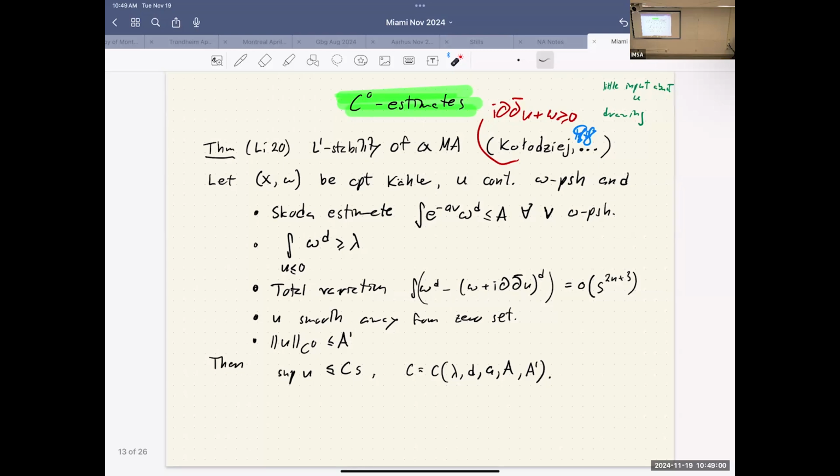So if we have such a thing, and we also have a Skoda estimate. The Skoda estimate is an estimate on this type of integral. The Kähler form is right here. Essentially, we want a Skoda estimate: there exist uniform constants, little a and capital A, for every omega-plurisubharmonic function, such that this estimate should hold. This is a very uniform thing.